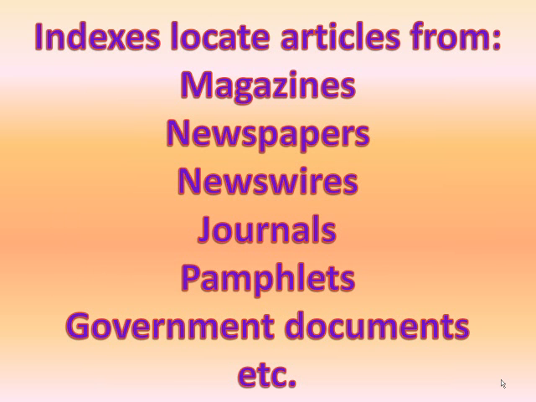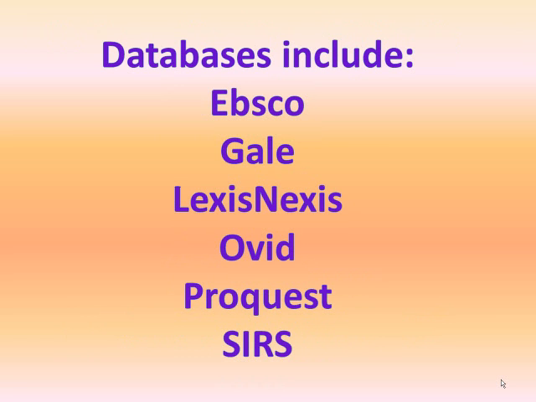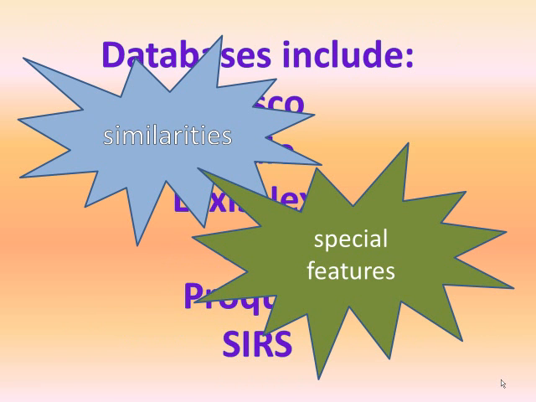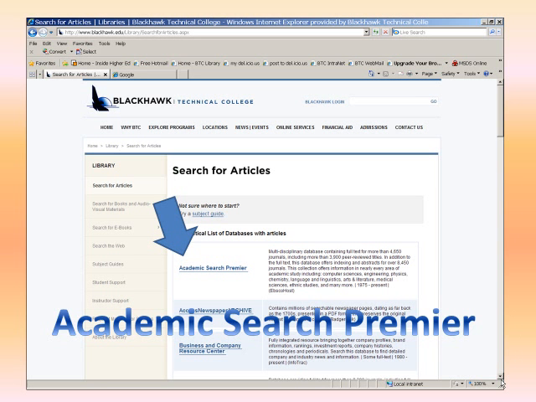Periodicals could be newspapers, newswires, pamphlets, government documents, and so forth. And the databases that they come from are 6 different kinds. Those different databases will have many similarities, but they'll also have many special features. To get an idea of what these similarities and differences are, I'm going to give you examples of them. Beginning back on the page, Search for Articles, I'll start with the first one called Academic Search Premier.